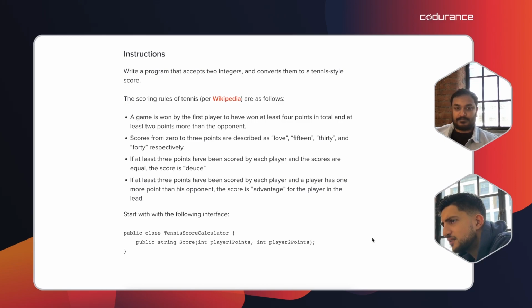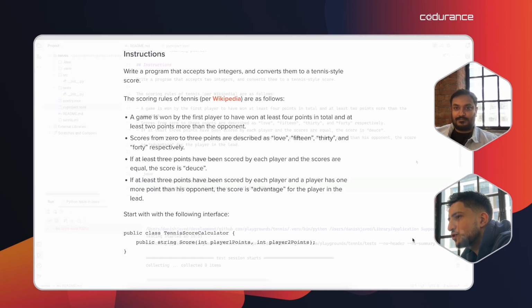We've also been given an interface below here. One thing to point out is that this is in Java, and we will be implementing the code in Python. However, we will be sticking to the names tennis score calculator and score where possible. Great. So now that we know our problem, let's move over to the IDE and start implementing our solution.